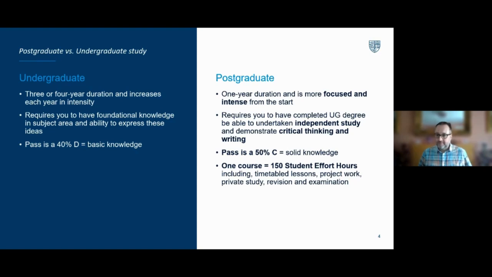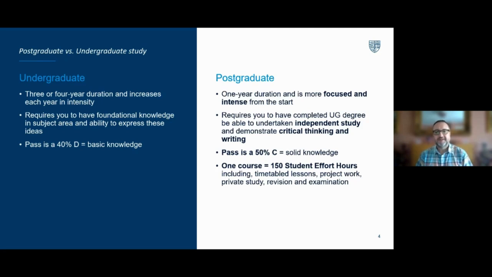It requires that you already have an undergraduate degree. It requires also that you will be able to work independently for quite a lot of the time, and also to undertake critical thinking and writing. And that's important. We don't just want you to absorb and repeat knowledge. We want you to do something with it. We want you to be able to use it yourself, to pull it apart, to critique it and be analytical and critical about it. A pass mark is 50% at postgraduate.